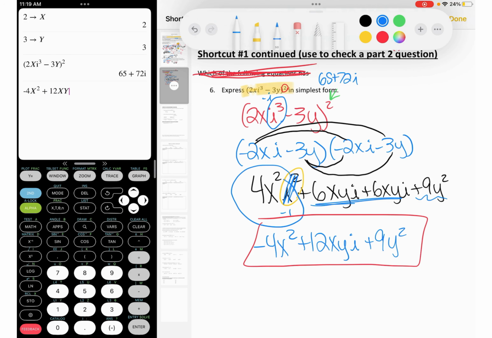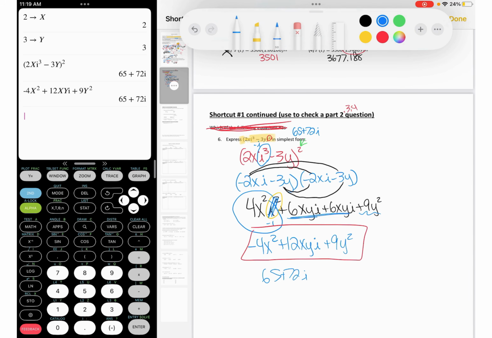12xyi plus 9y squared. And boom, I do. So 65 plus 72i. So again, that was just a check. This means nothing, like literally means nothing. You just wanted to see that they were equivalent.